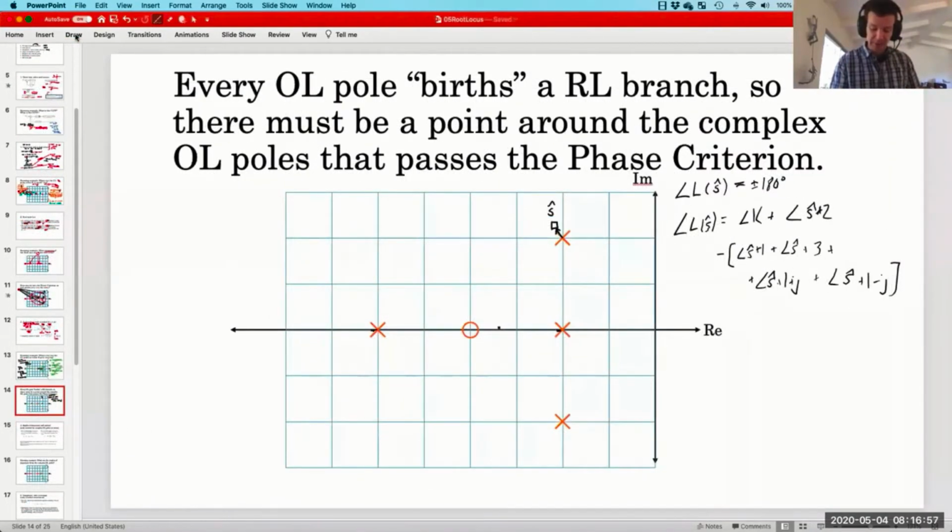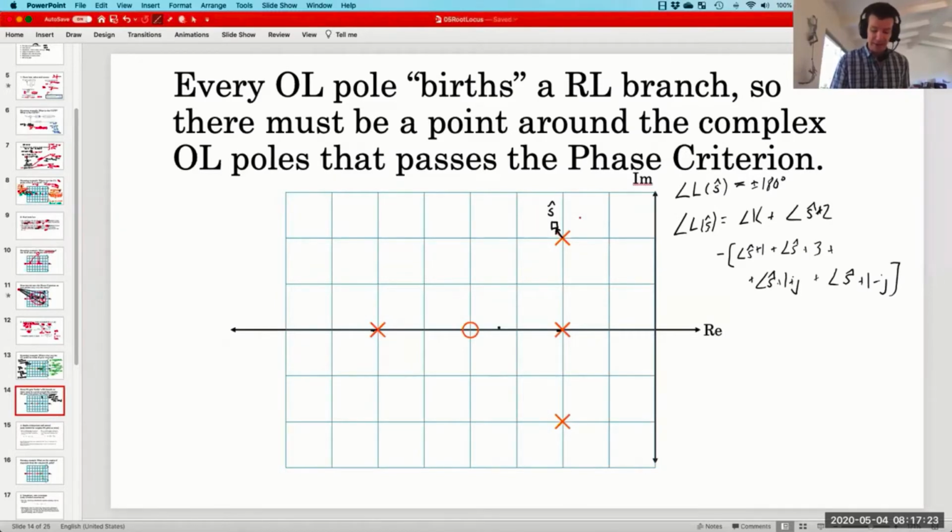The trouble is that we don't know exactly where S hat is. I mean, we could say it's at -1 plus J plus some epsilon disturbance. But I don't want to actually tell you exactly where S hat is because I don't actually know where S hat is. I don't know which of these angles will give me a valid phase criterion. So what I'd like to do is make an approximation.